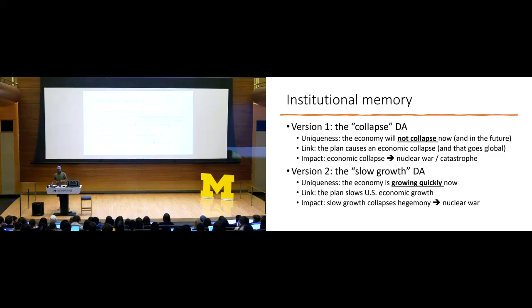Version two of the disadvantage is the slow growth disadvantage. The uniqueness for this is that the economy is growing quickly now. The link is that the plan causes slow growth, and the impact is different. This impact argues that slow growth usually has a pernicious effect on innovation or hegemony or support for the military, et cetera.